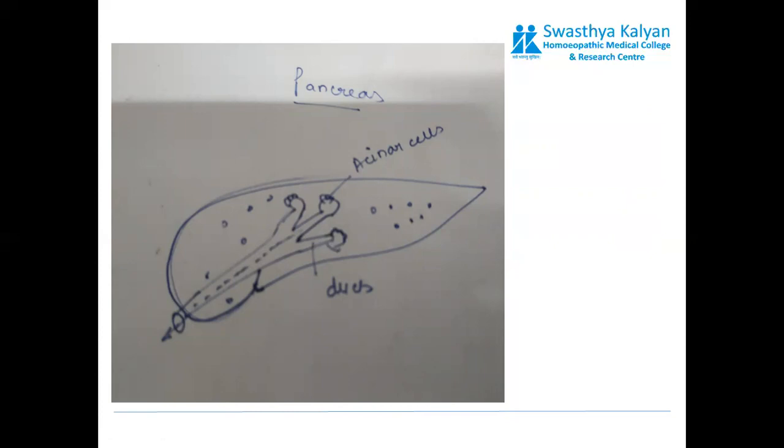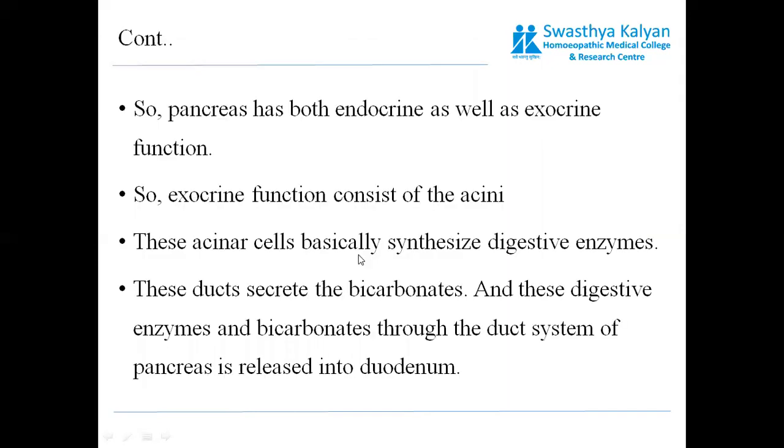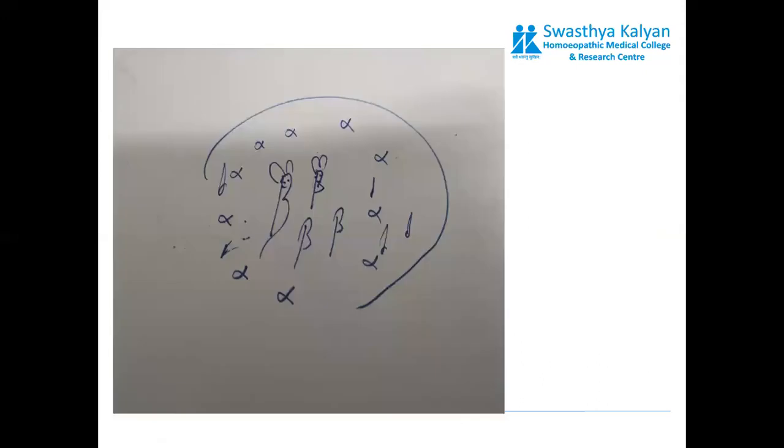Each cluster that we see here is called an islet of Langerhans. And we have more than 1 million islets of Langerhans. Now I will draw this islet of Langerhans, this cluster of cells, in an enlarged form. So let's focus on this diagram. I'll draw an enlarged version of the islet of Langerhans.